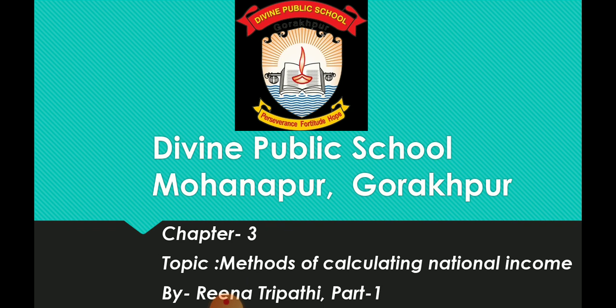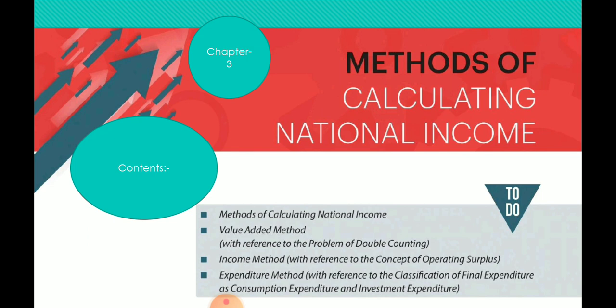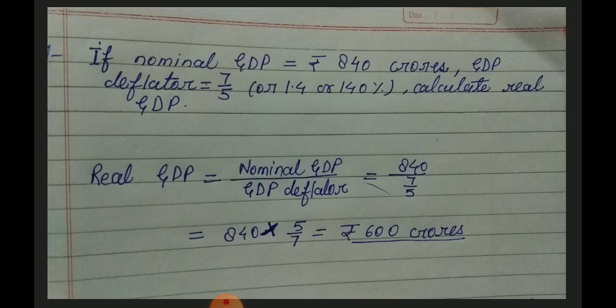Today I am going to start chapter 3. The topic is Methods of Calculating National Income. This is part 1. In this chapter, we are going to learn three methods: value added method, income method, and expenditure method.